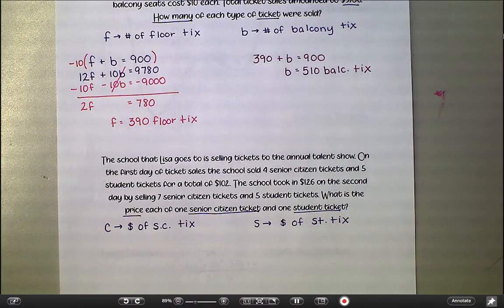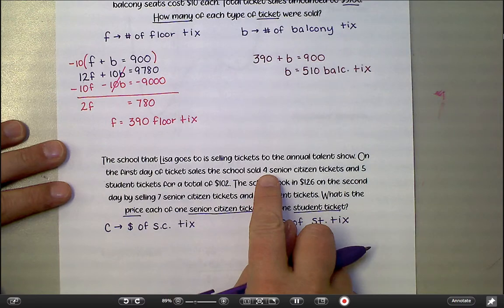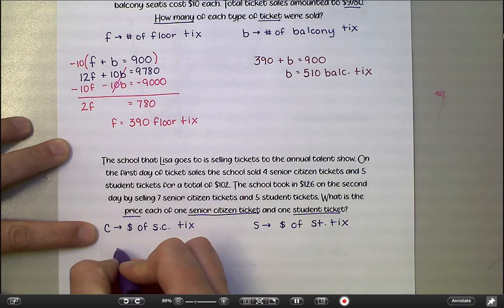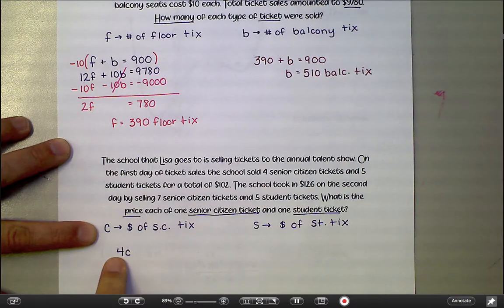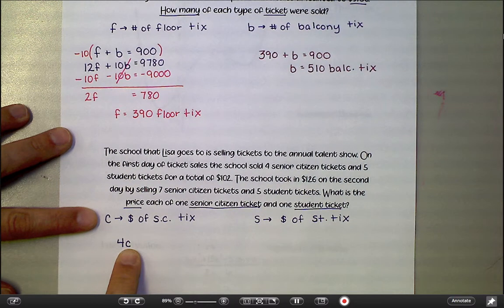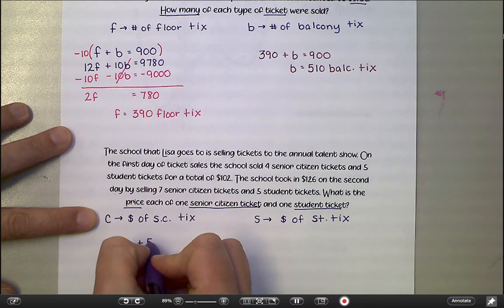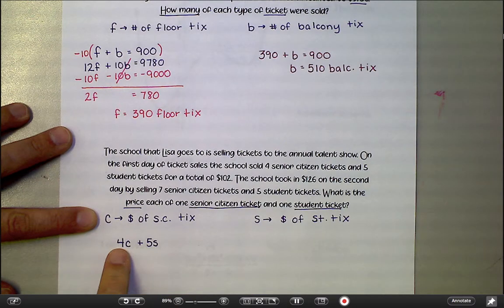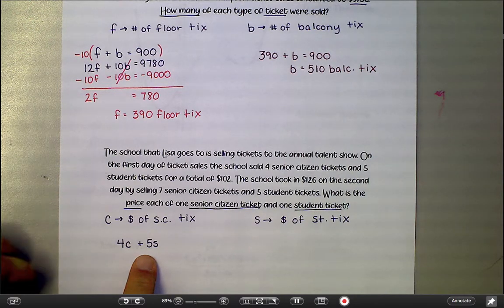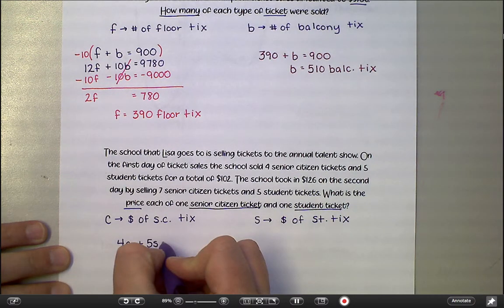Okay, the school that Lisa goes to is selling tickets to the annual talent show. That's nice. Doesn't help me mathematically. First day of ticket sales, we sell 4 senior citizen tickets and 5 student tickets for a total of $102. So 4 senior citizen tickets, that would be 4 times C. So if I sell 4 tickets and each one costs C dollars, this represents how much money I'm making off those senior citizens. And then I'm going to sell 5 student tickets, so that would be this. And so this is the money I'm making from senior citizens. This is how much I'm making from students. And so my total sales was $102.